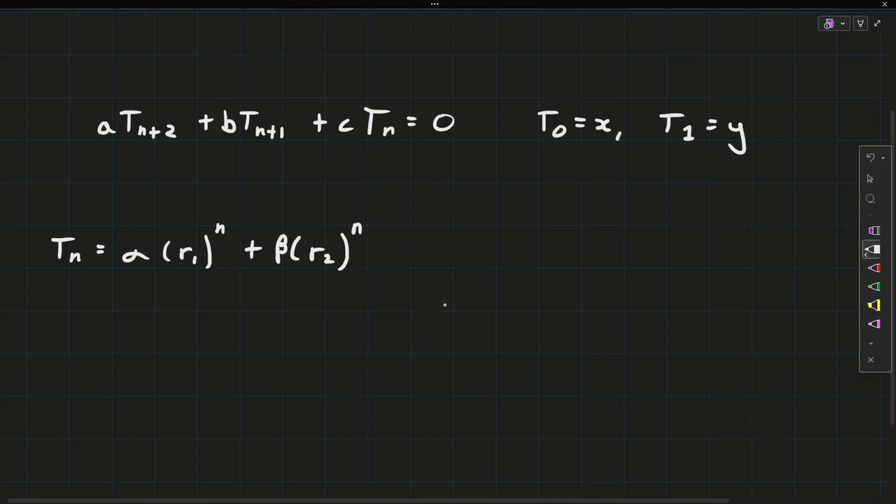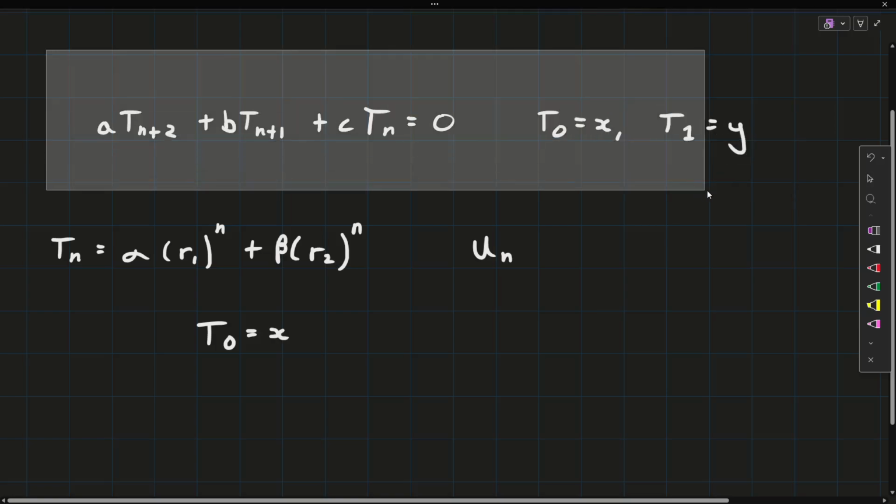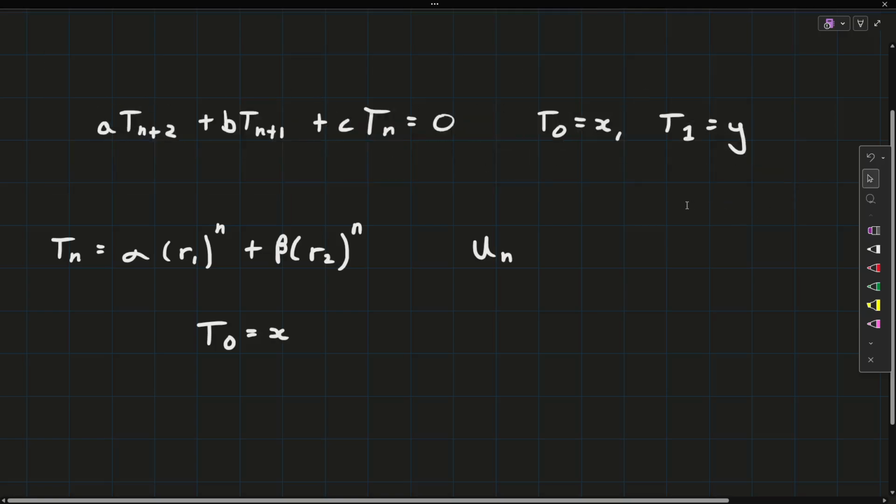So the way we're going to prove it is we're going to have a look at, okay, let's say there is another solution, and let's call it u_n, and we don't know what it is. However, we know that t_0 is equal to x. That's given in this question. This is all just generalized. Obviously, a, b, c, x, and y are usually numbers.